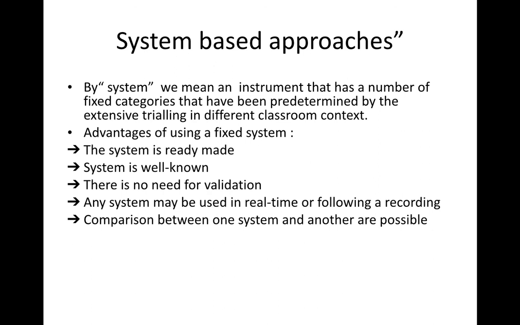The next point, observation instruments are divided according to whether they are system-based or ad hoc. In our part, we are going to focus on system-based. By system, we mean an instrument that has a number of fixed categories, features that have been predetermined by extensive trialing in different classroom contexts. The advantage of using a fixed system is that the system is already made, so you don't have to develop your own. There is no need for validation, because they are already agreed upon.